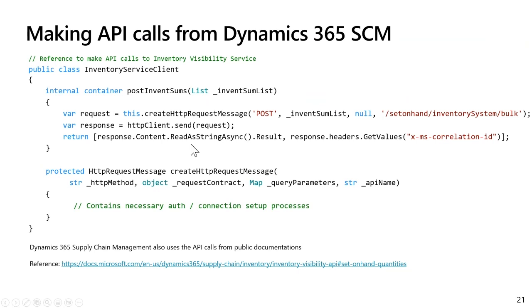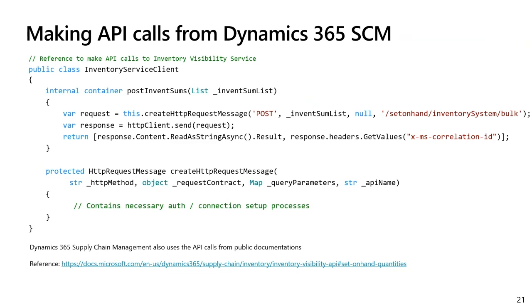And here is the pseudocode. Actually, here is the X++ code on the inventory service client class. You can refer to this class to find the important X++ code that you can implement to connect to inventory visibility service.